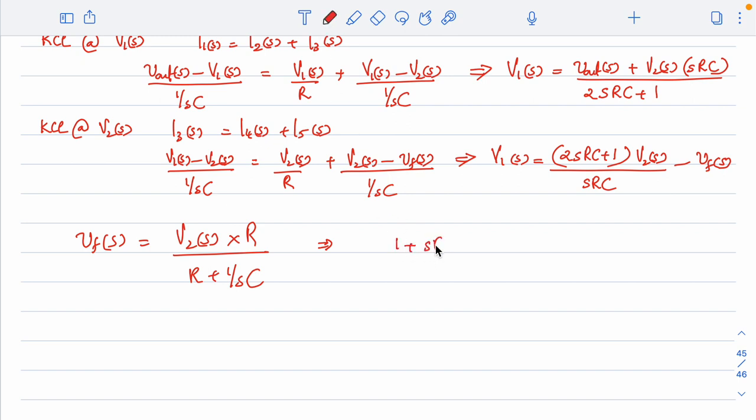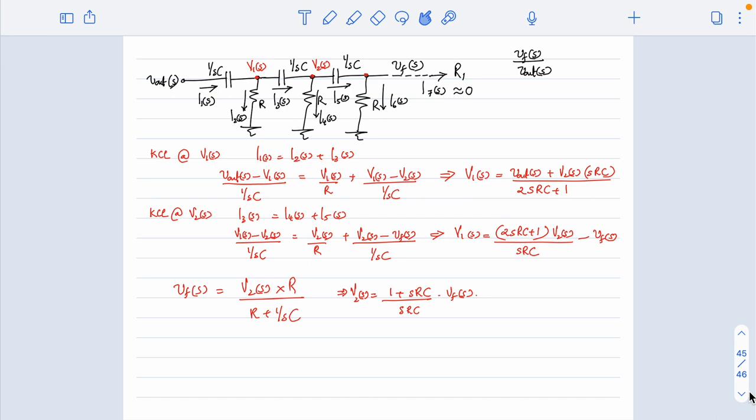1 plus SRC divided by SRC into V2 of s. So we are writing V2 of s, right? This implies V2 of s is equal to 1 plus SRC by SRC into Vf of s. I hope you are following what I am deriving here. Now let me put some equation numbers here. For the first equation, let me put it as 1. And the second, for V1, let me put it as 2.